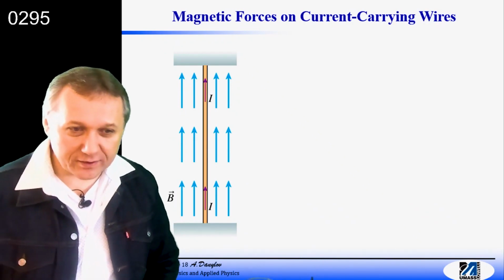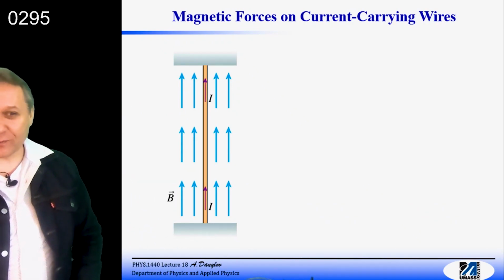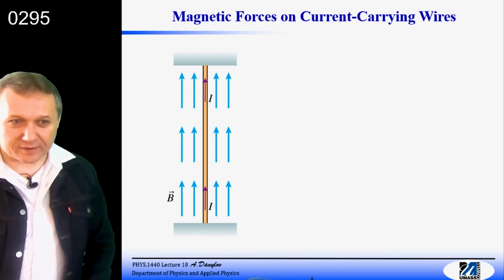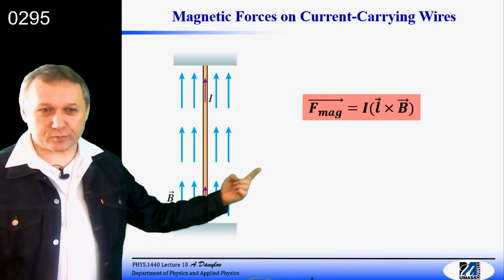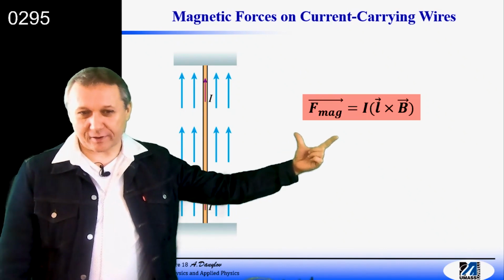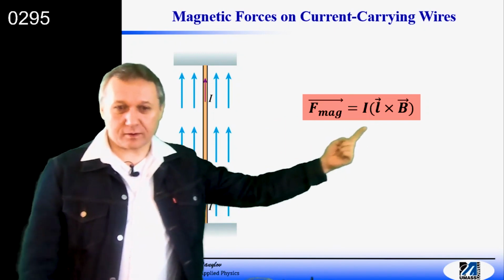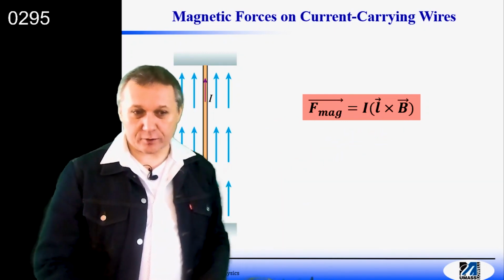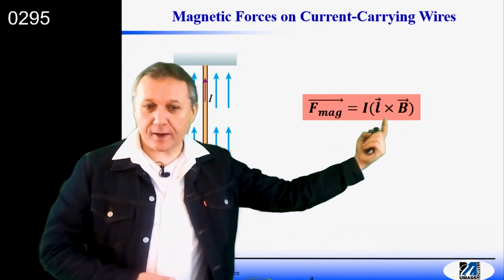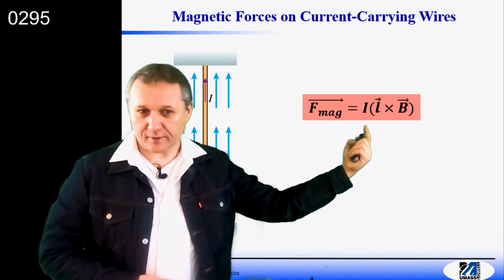So what is the direction of the magnetic force? Again, you remember, we need to take a cross product. Again, it's the second formula, right? So for a straight wire, the current times L cross B. And again, the direction of L is determined by the direction of the current.